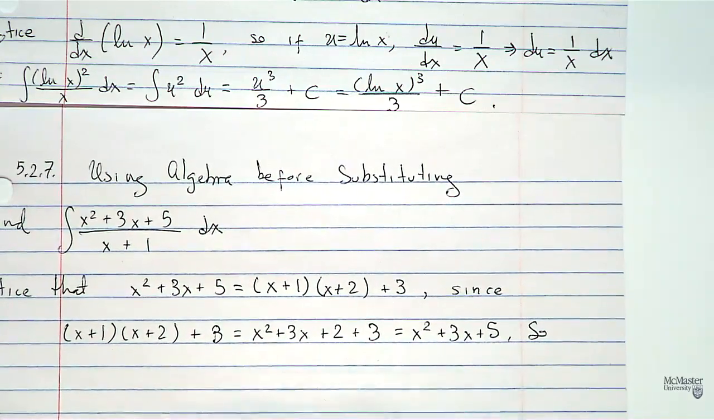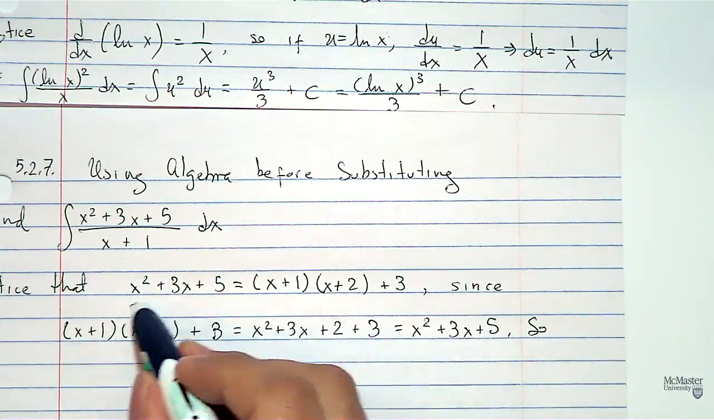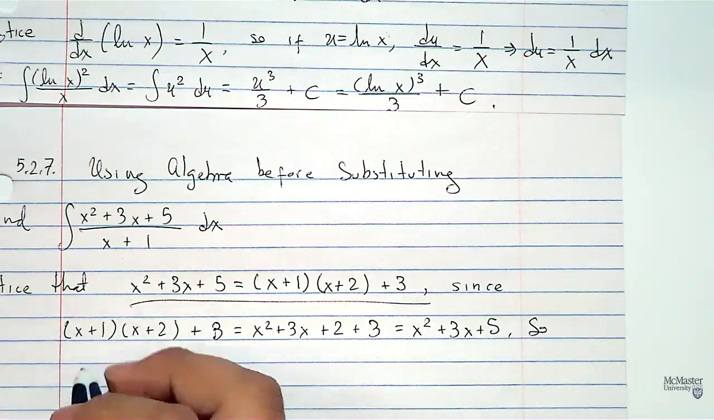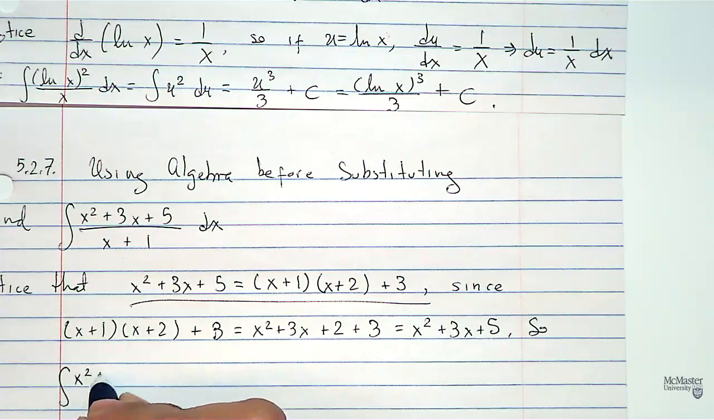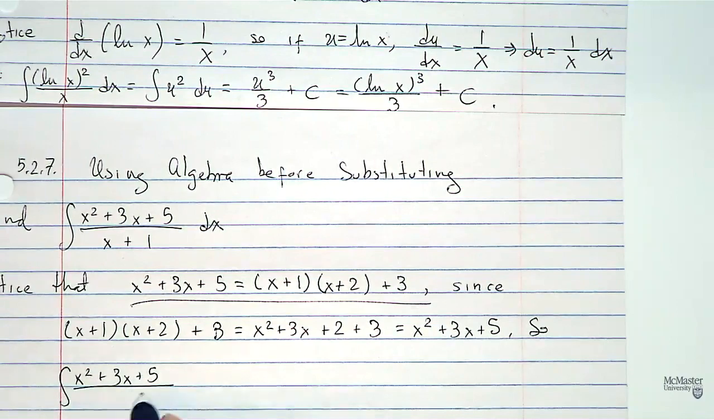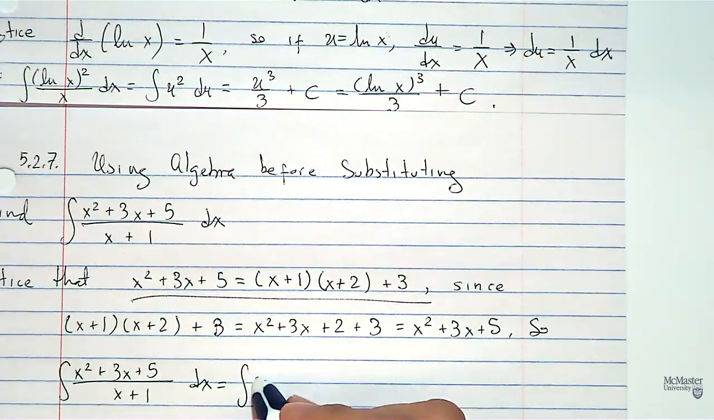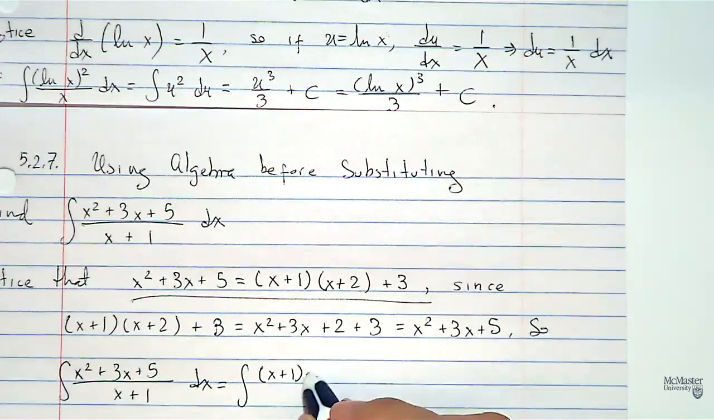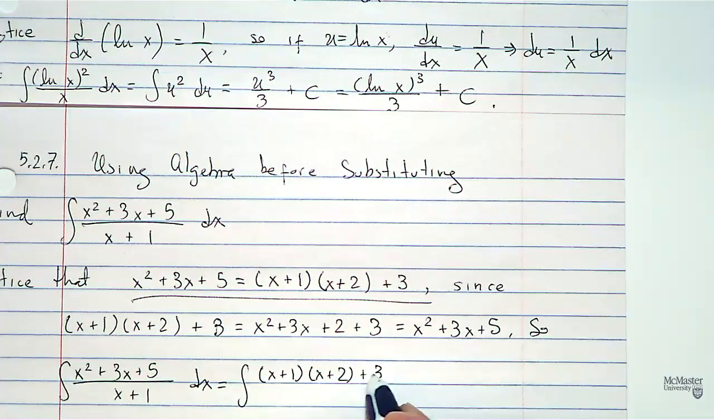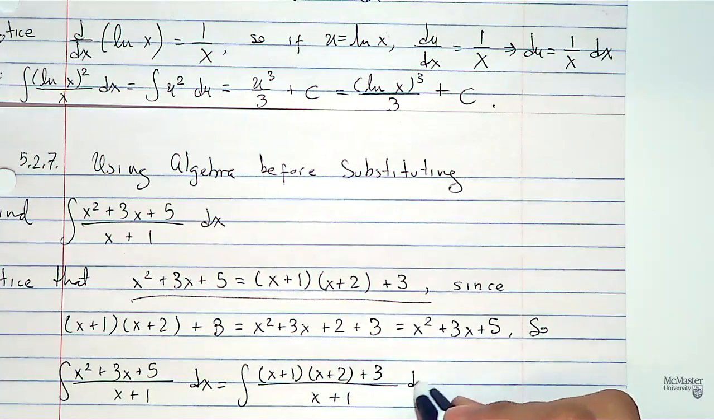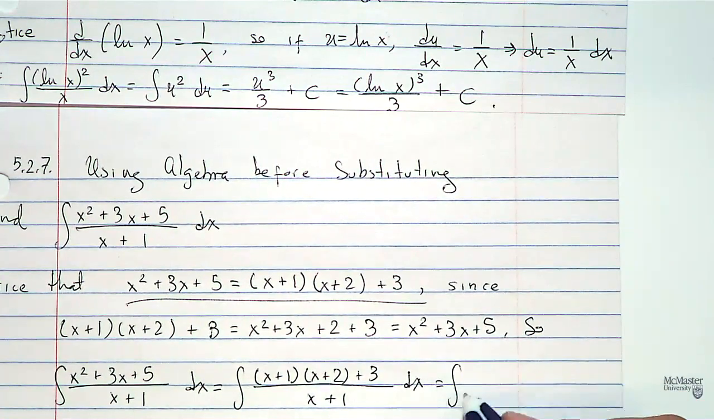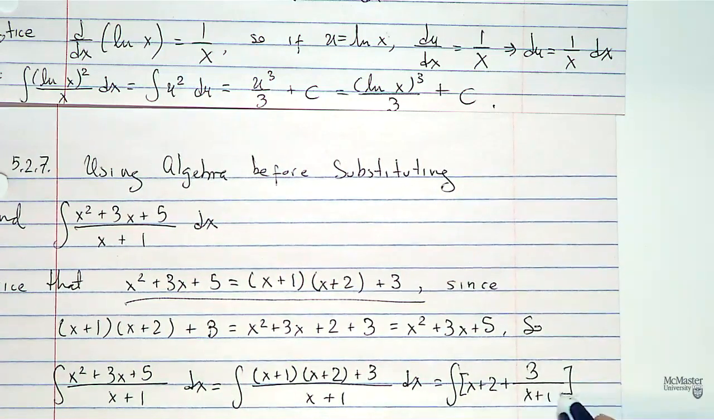So if I plug in this result, I have the integral of x squared plus 3x plus 5 divided by x plus 1 dx. Then plugging in the result, I have the integral of x plus 1 times x plus 2 plus 3 divided by x plus 1. So now you see why I did that division of polynomials. So now what I have is the integral of x plus 2 plus the quotient of 3 divided by x plus 1 dx.